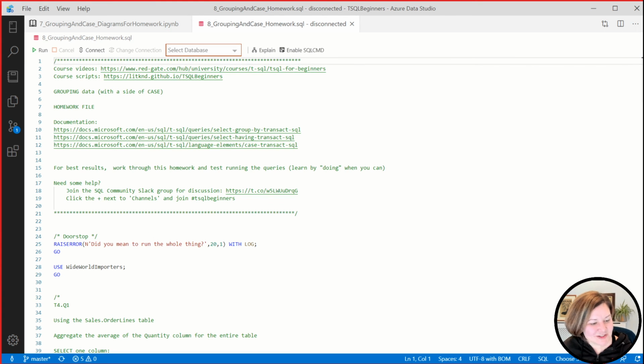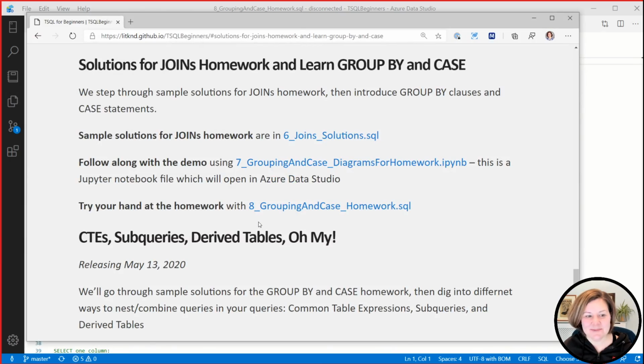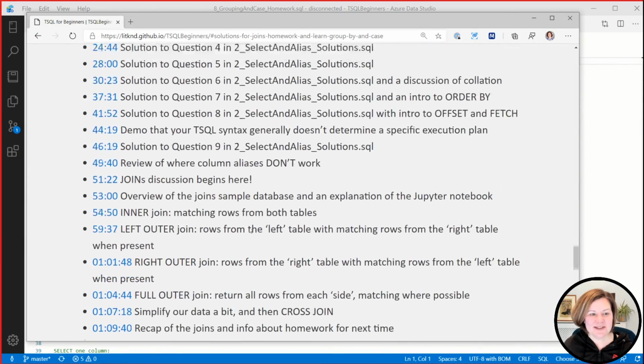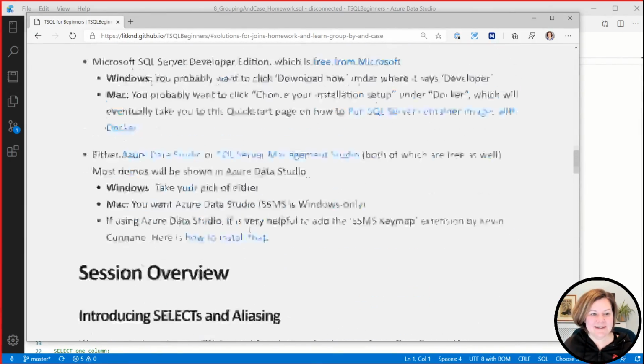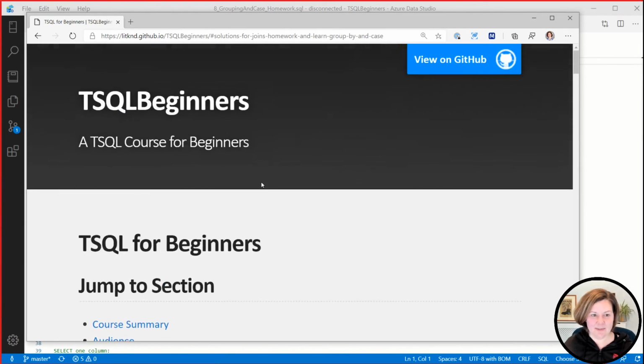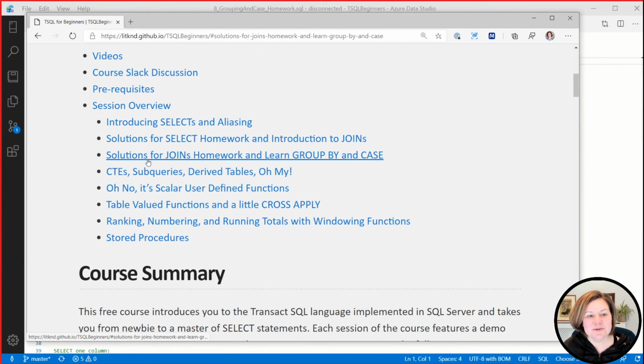And let's look ahead to just in our last minute here. So what we're doing this week in the homework is going back up to the top of the page there. So we're doing group by and case this time. Next week, we will introduce CTEs, subqueries, and derived tables. That I think is really, really cool. You can start making your queries more complex in interesting ways. And then we'll get into talking about some reusable code after that.